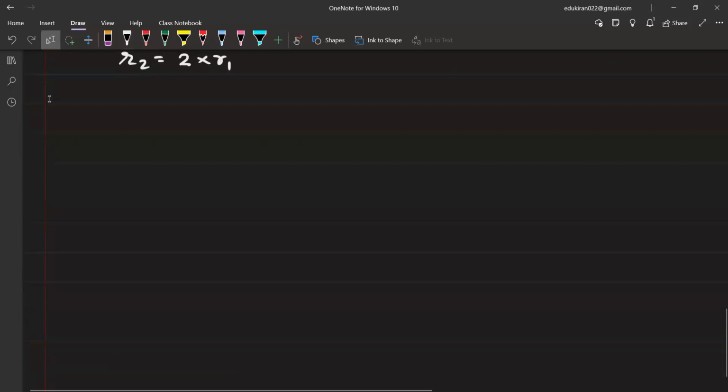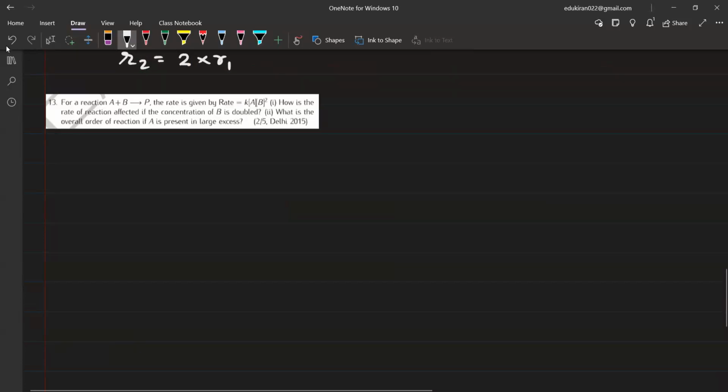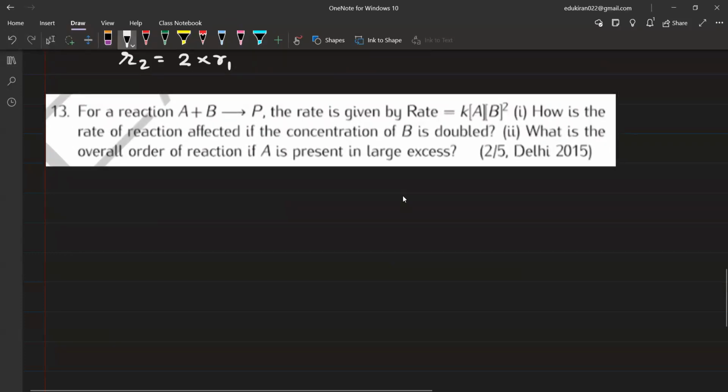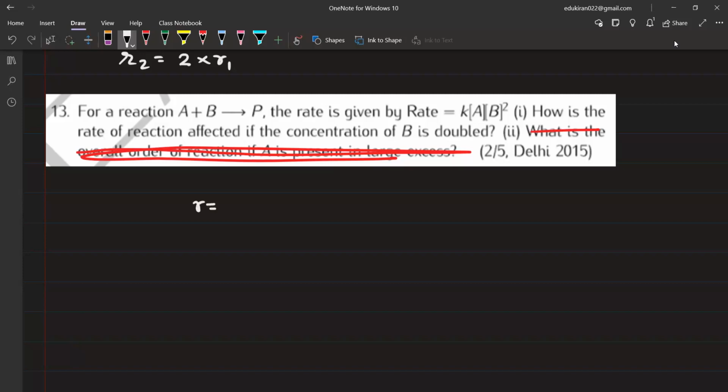This question has been asked in PYQ, and it has two parts, but we have not studied the second part, so you will only answer the first part. Forget whatever is written here. So, the question: for a reaction A plus B giving product, the rate is given by K A B square. How is the rate of reaction affected if the concentration of B is doubled?